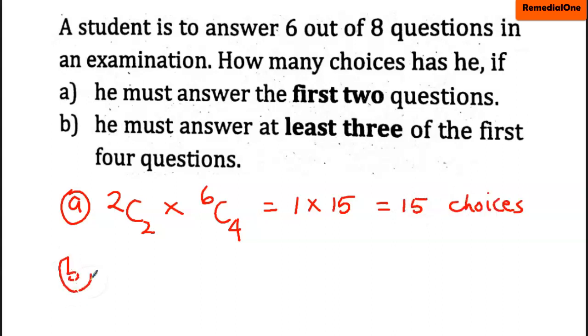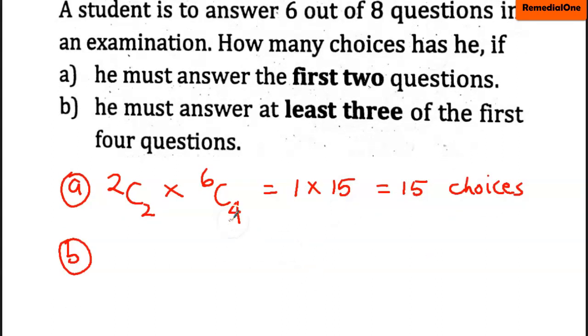Let's look at the B part. He must answer at least 3 of the first 4 questions. At least means 3 or more. If he must answer at least 3 of the first 4 questions, we start with 3.